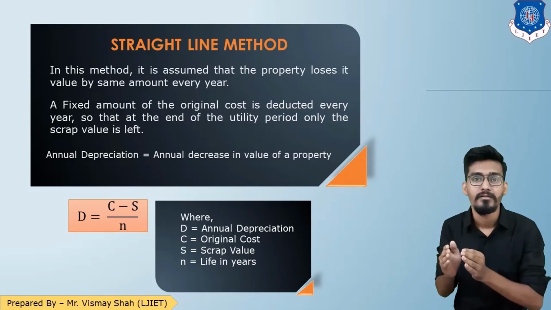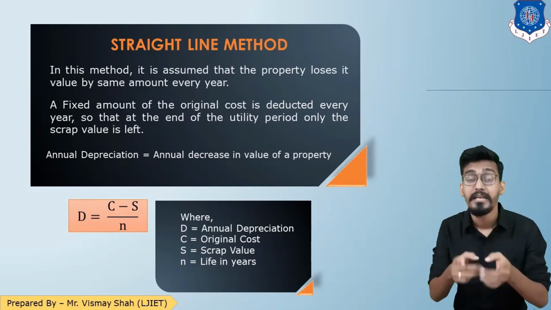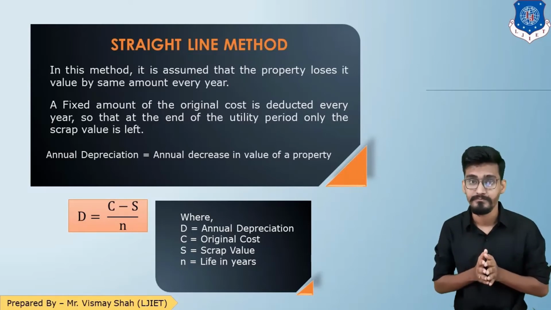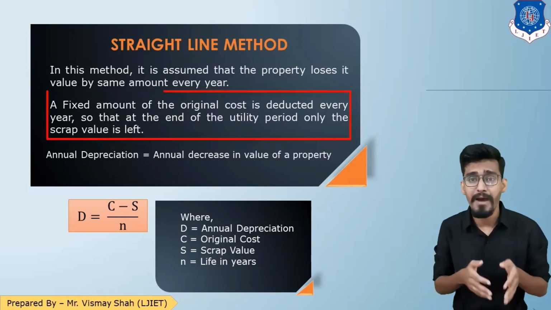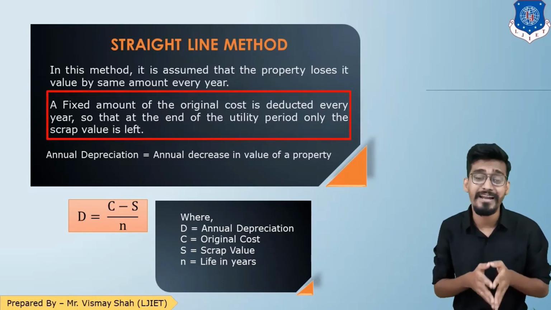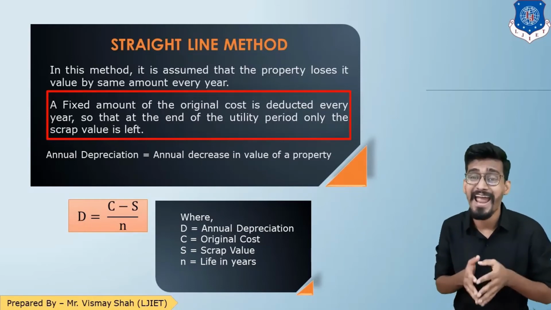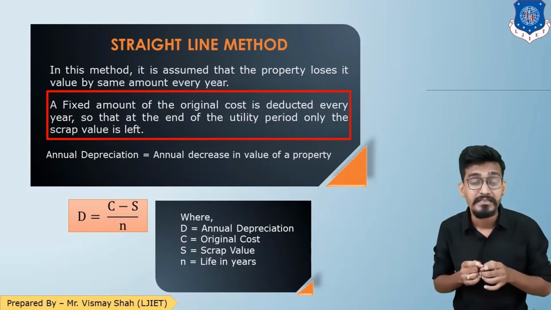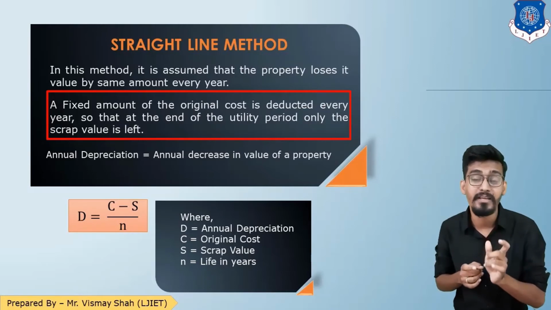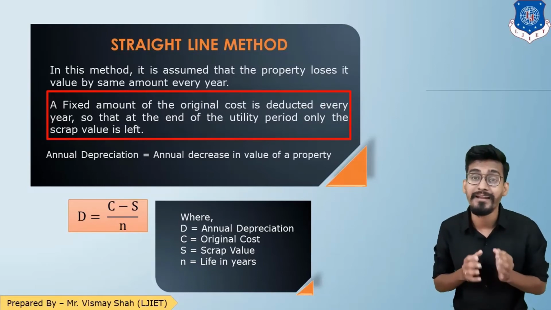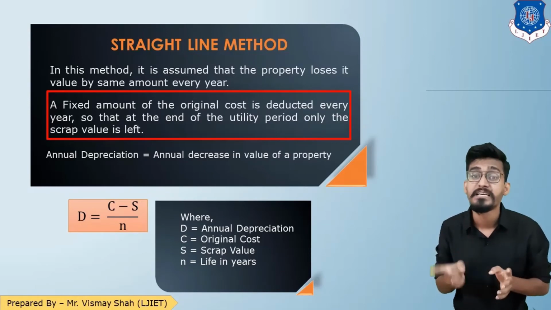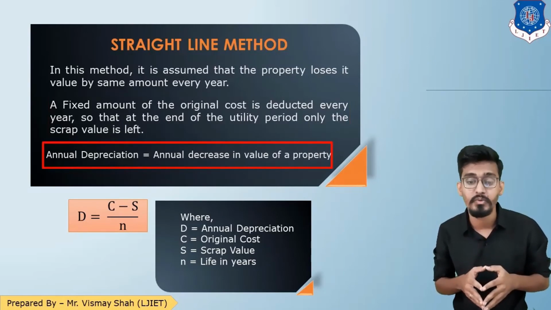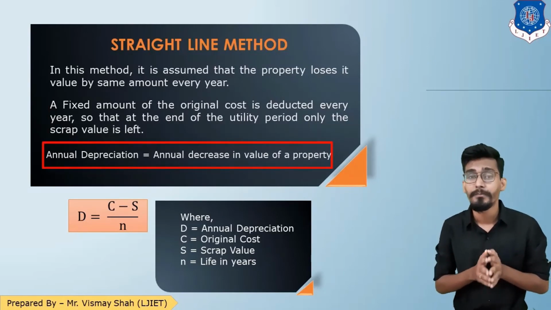So in the straight line method, focus that the value of the building decreases by the same amount every year. For that, a fixed amount of the original cost is deducted every year from the value of the property, so that at the end of the useful life of the property, only scrap value is left. So annual depreciation equals the annual decrease in the value of the property.